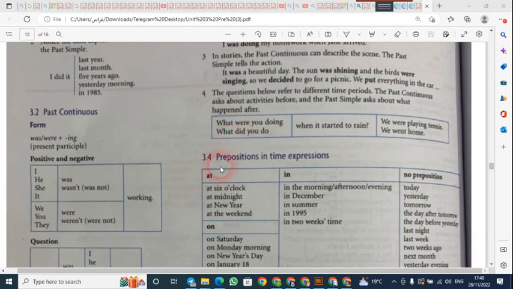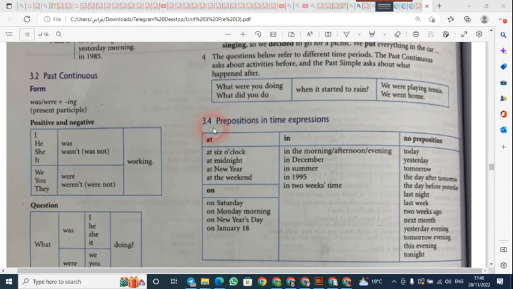We will skip number 4. Let's go to 3 for prepositions in time expressions. حروف الجر التي نستخدمها مع تعبير الزمن. We have at, in, on. 3 prepositions used with time expressions. حروف جر 3 تستخدم مع التعابير الخاصة بالزمن. And sometimes we do not need any preposition. أحيانا لا نحتاج أي حرف جر.